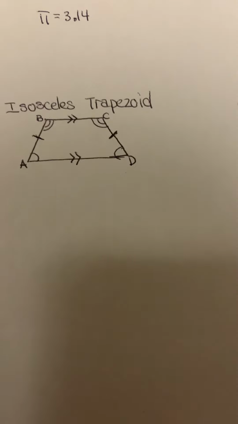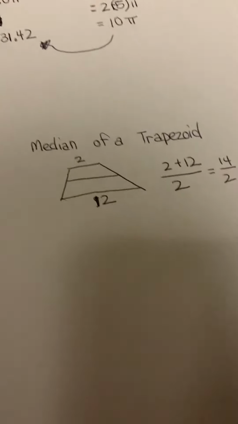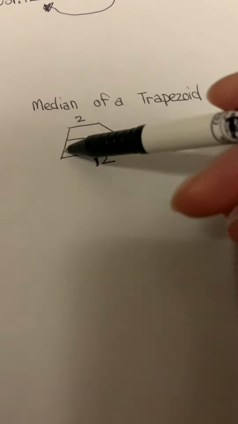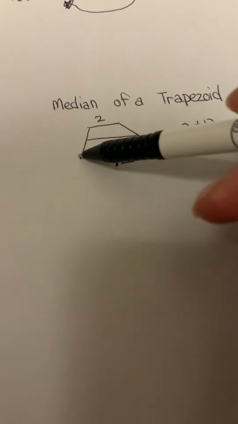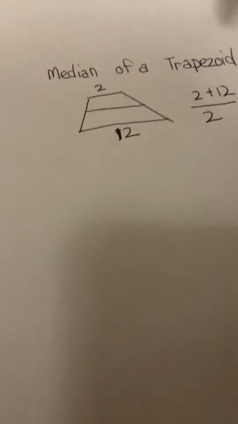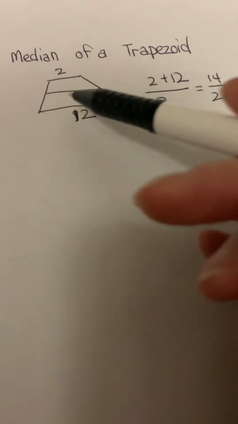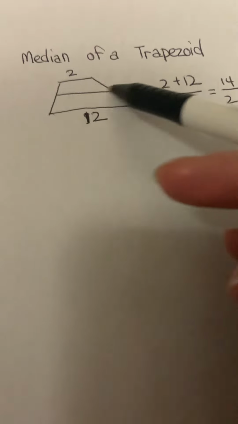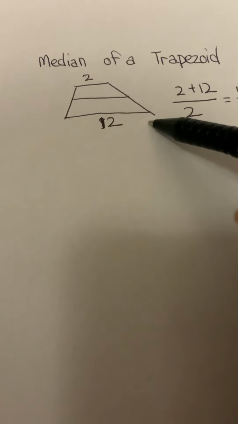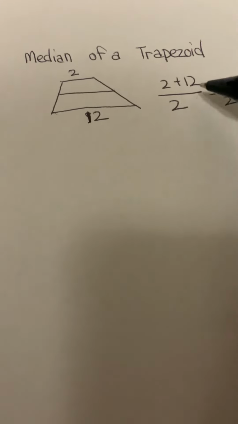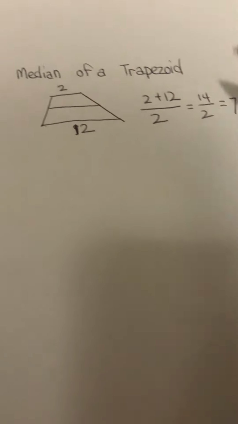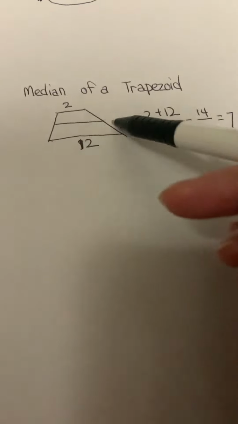Now, something else that we're going to be looking at is the medians of a trapezoid. So the median of a trapezoid is where this line cuts this line into two halves and this line into two halves. So with that being said, the length of the median going from here to here is going to be the average of this side and this side. So that would be 2 plus 12 divided by 2, which equals 14 divided by 2, which equals 7. So that means that the median right here is equal to 7.